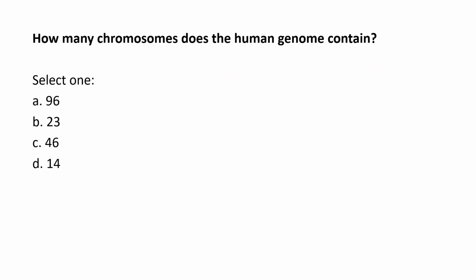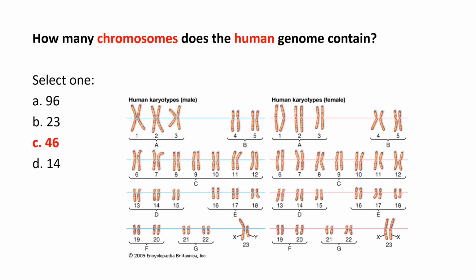Now, this question is very easy, and it could be on the test: how many chromosomes does the human genome contain? If you remember, humans have 23, but as they come in pairs, we have 23 pairs, so it will be 46 chromosomes. So this is the answer. The answer in this case will be C.